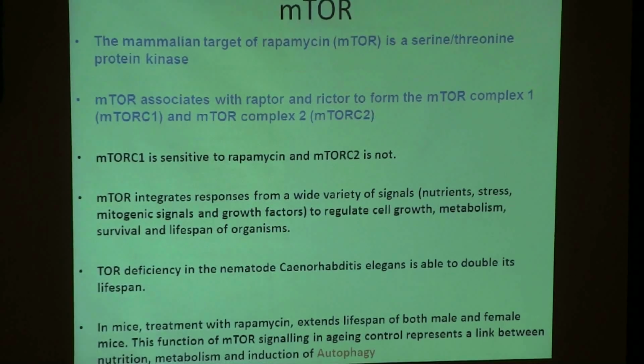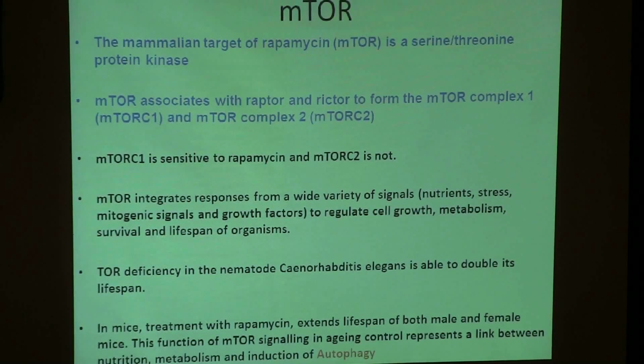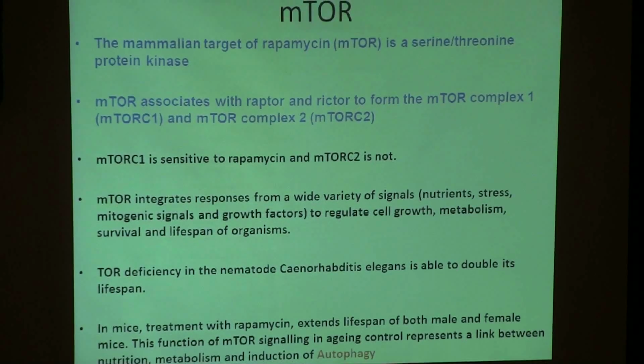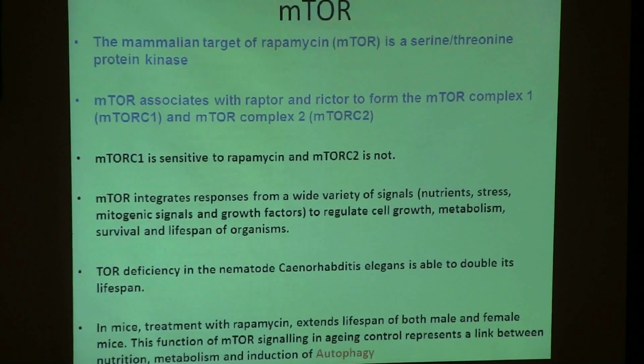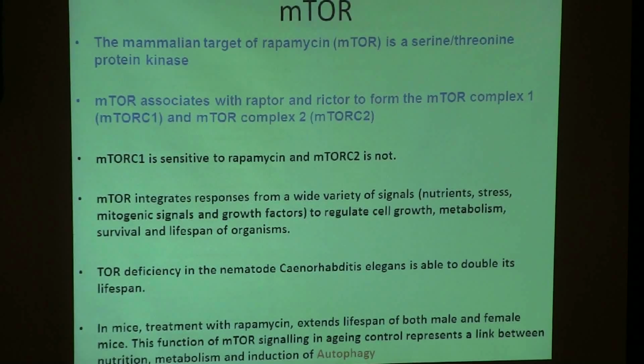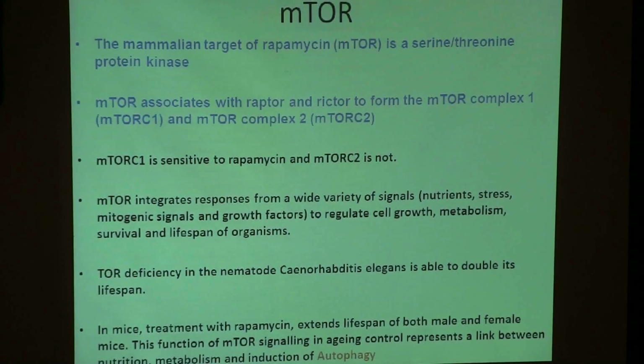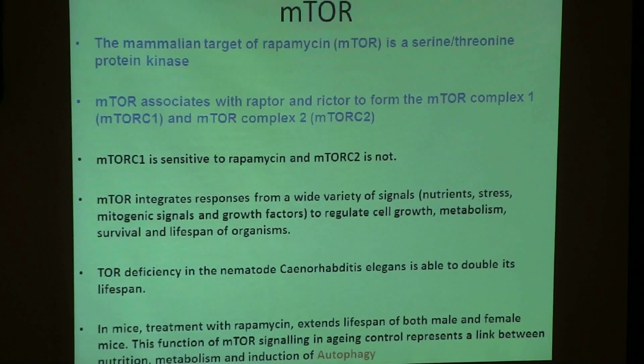Now, within this autophagy pathway, there is a target called mammalian target of rapamycin. It's a serine threonine protein kinase comprising two complexes, TOR1 and TOR2. If you delete TOR from C. elegans, you can double the lifespan of C. elegans. If you treat mice with rapamycin, which targets mTOR complex 1, you can extend the lifespan of both male and female mice. So there is some kind of a link between mTOR, longevity, cell survival, and cell death. And that's what we wanted to actually look into.